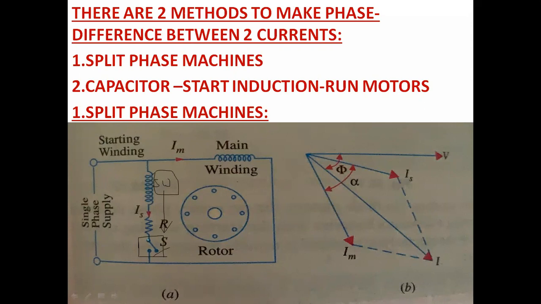So at the time of starting, this will be closed, and after the machine acquires the normal running speed, the switch is opened. If the machine runs to 70 to 80% of its full speed, then the switch is open.